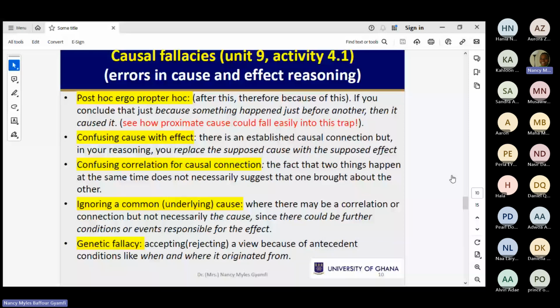Very good. The next one is, look at your screen, confusing cause with effect. That's one of the fallacies that are very funny. The cause is supposed to be the mother. The effect is supposed to be the baby. It is cause that brings about effect. The effect doesn't bring about cause. It's cause that gives birth to effect. So if someone reasons in a way that makes it look as if it is rather the effect that is bringing about the cause, we will tell the person you are confusing the cause with the effect.